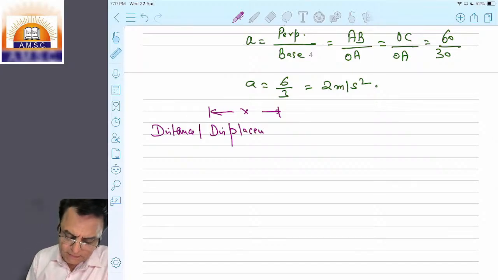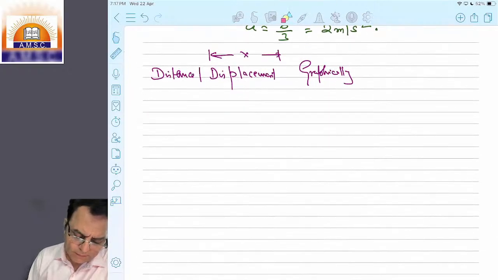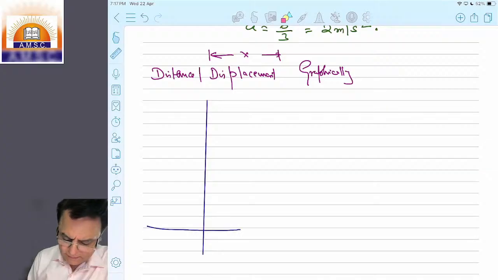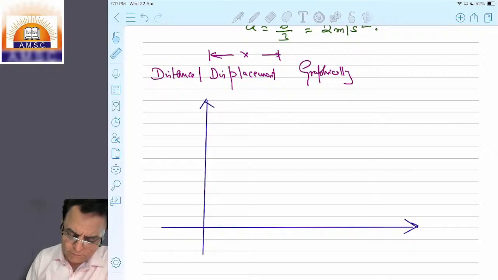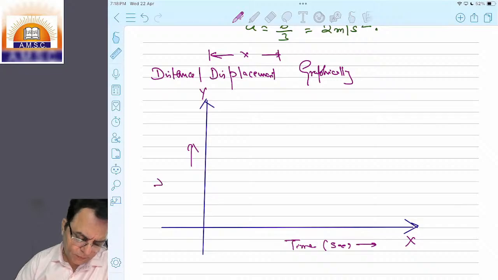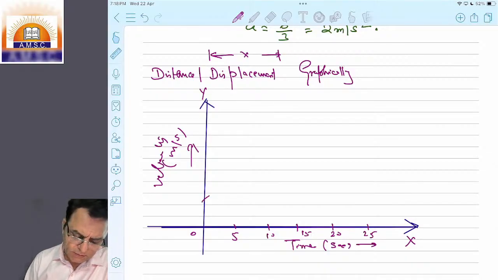Distance, displacement, graphically. Now let's consider a graph where the x-axis represents the time in seconds and the y-axis represents the velocity in meter per second. Let this be 5 seconds, this is 10 seconds, this is 15 seconds, this is 20, this is 25. And let these values be 10 meter per second, 20 meter per second, 30 meter per second.